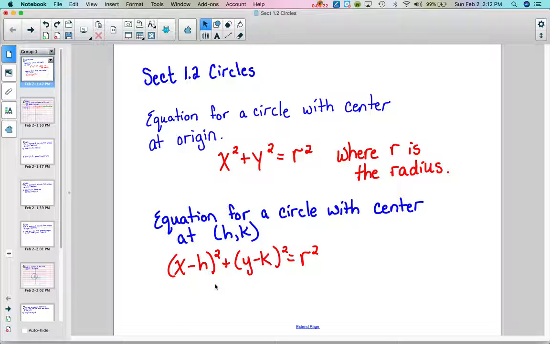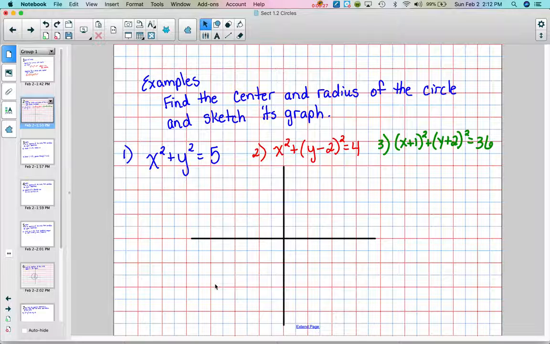So I'm going to do some examples that will be similar to the types of problems you'll be asked to do on your homework. So first of all, find the center and radius of the circle and sketch its graph.